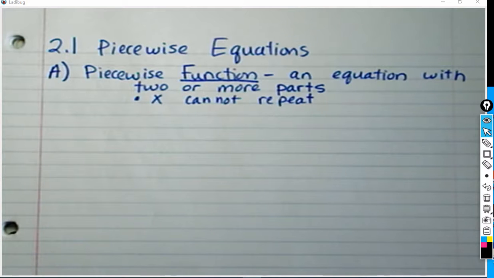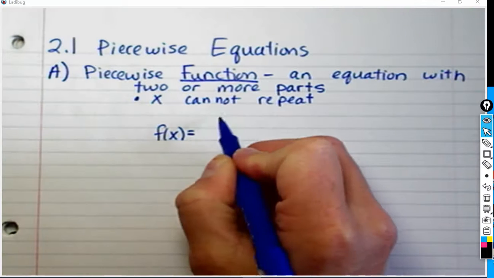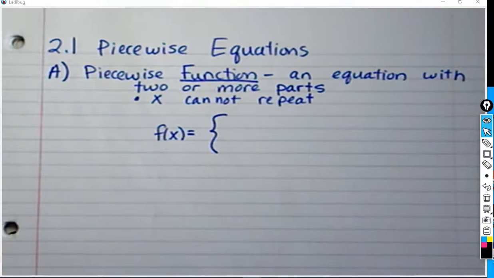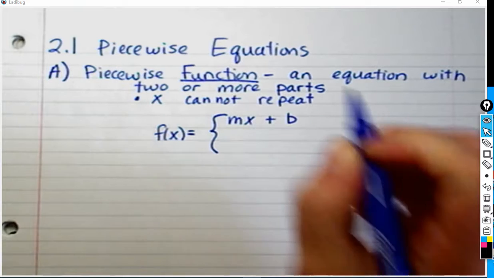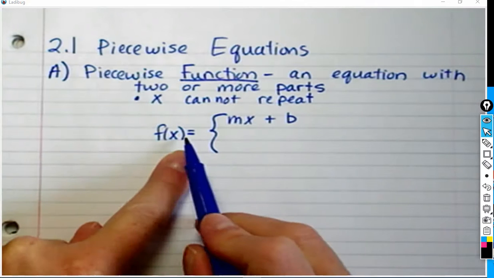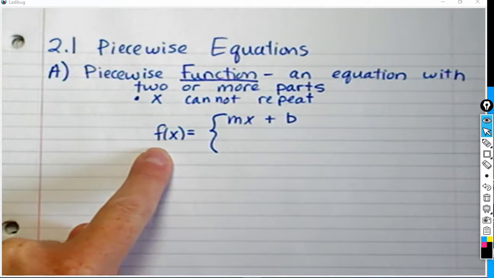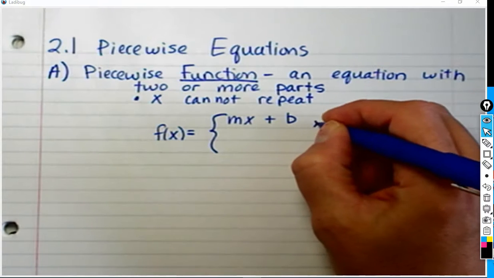Okay, so I'm going to show you what it looks like. We're going to write f of x equals, and then the curly brace is going to be 3 lines tall. We just reviewed graphing linear equations, and one of those formats is mx plus b. Notice that the f of x or the y equals is outside the bracket, so y equals mx plus b. That's the first piece or the first part. So then we're going to write a comma.